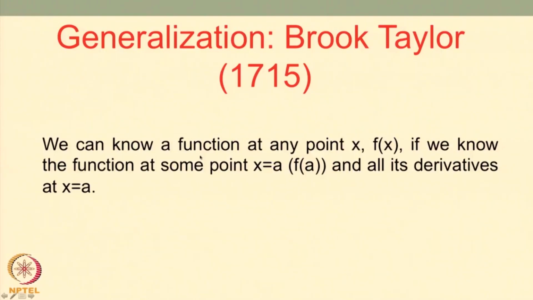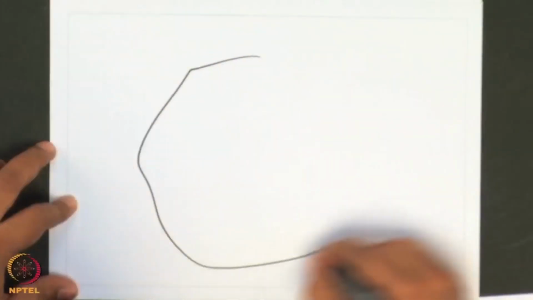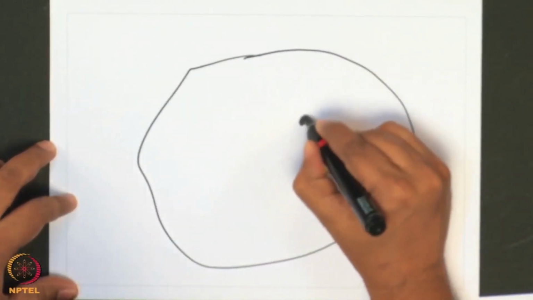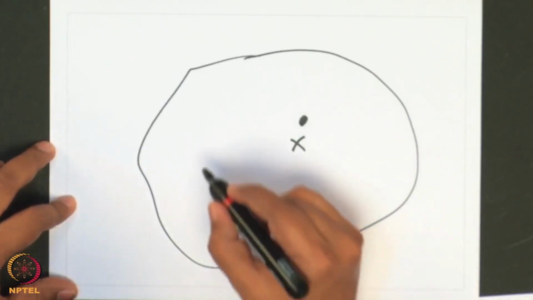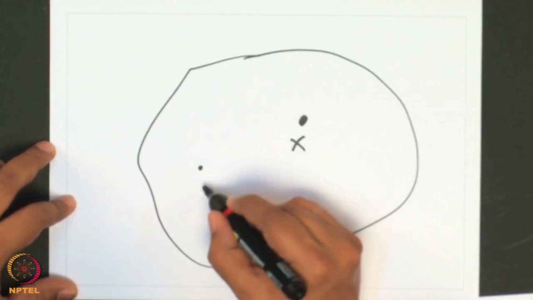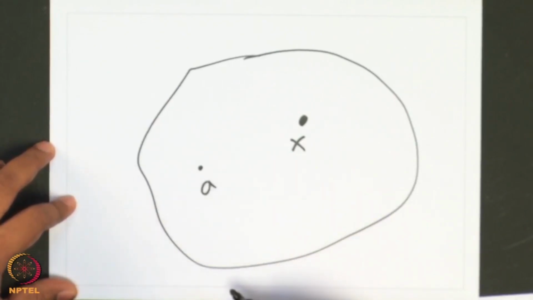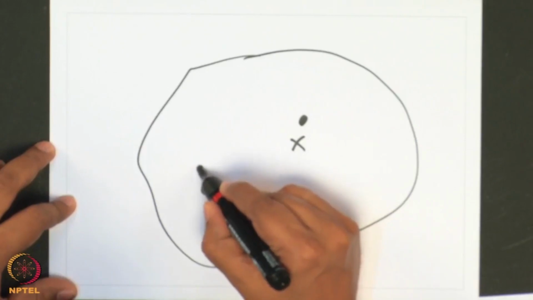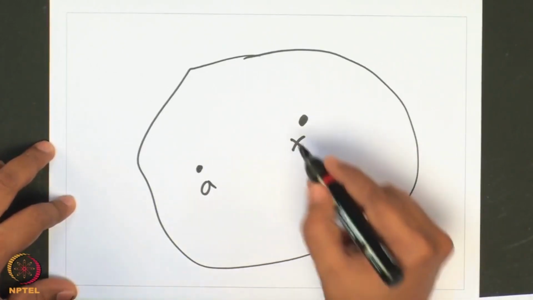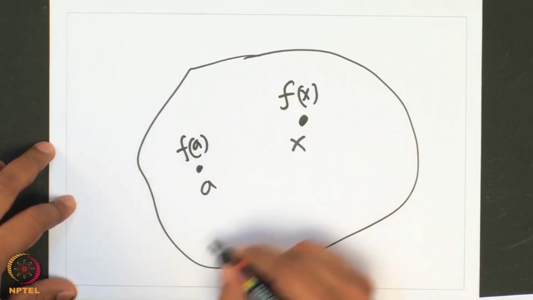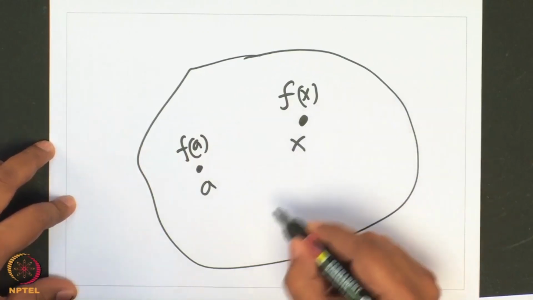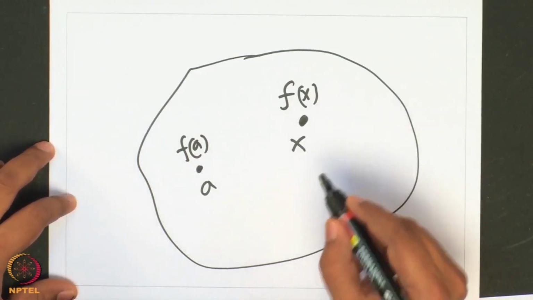Let me describe this a little bit carefully. You want to know the function value at this point x. If I know the value of the function at some other point, which is called a, can I find out the value at x? It turns out that we can, and how to find this is what the Taylor series is.